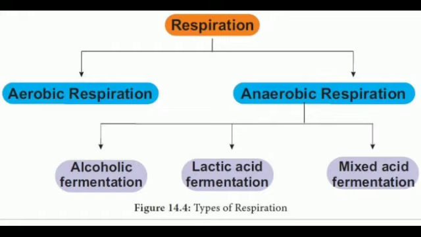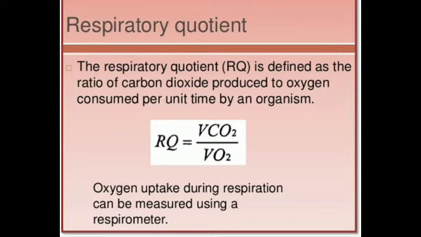Anaerobic respiration. Anaerobic respiration takes place without oxygen. Glucose is converted into ethanol in plants only or lactate in some bacteria. That's all. The next topic is respiratory quotient. Respiratory quotient is the ratio of volume of carbon dioxide liberated and the volume of oxygen consumed during respiration. It is expressed as RQ equals volume of carbon dioxide liberated divided by volume of oxygen consumed. This is called respiratory quotient.